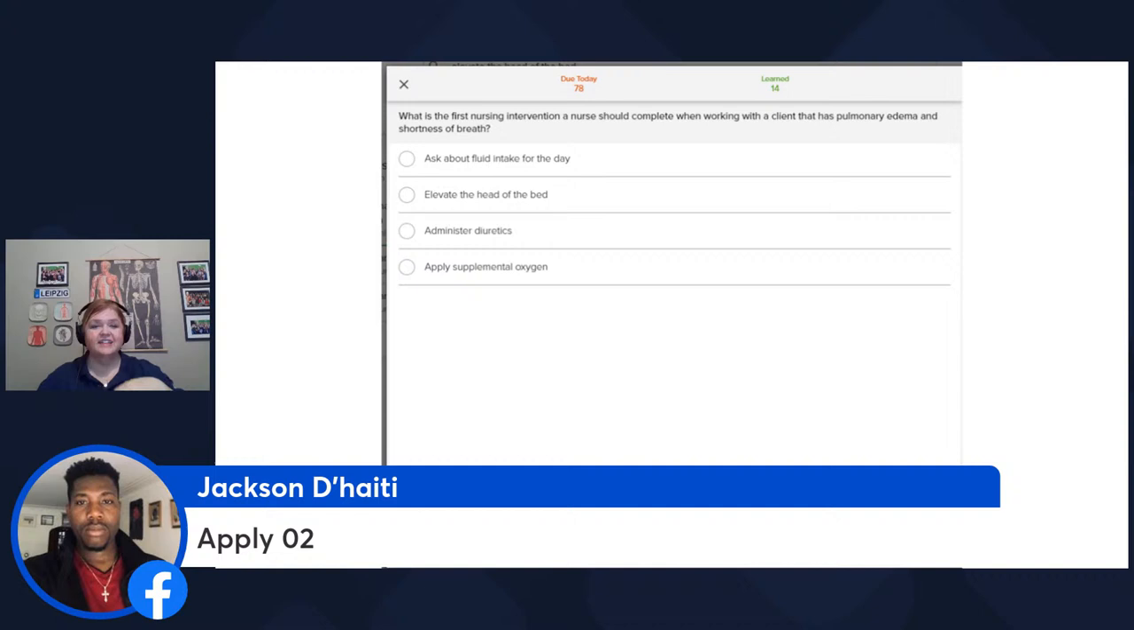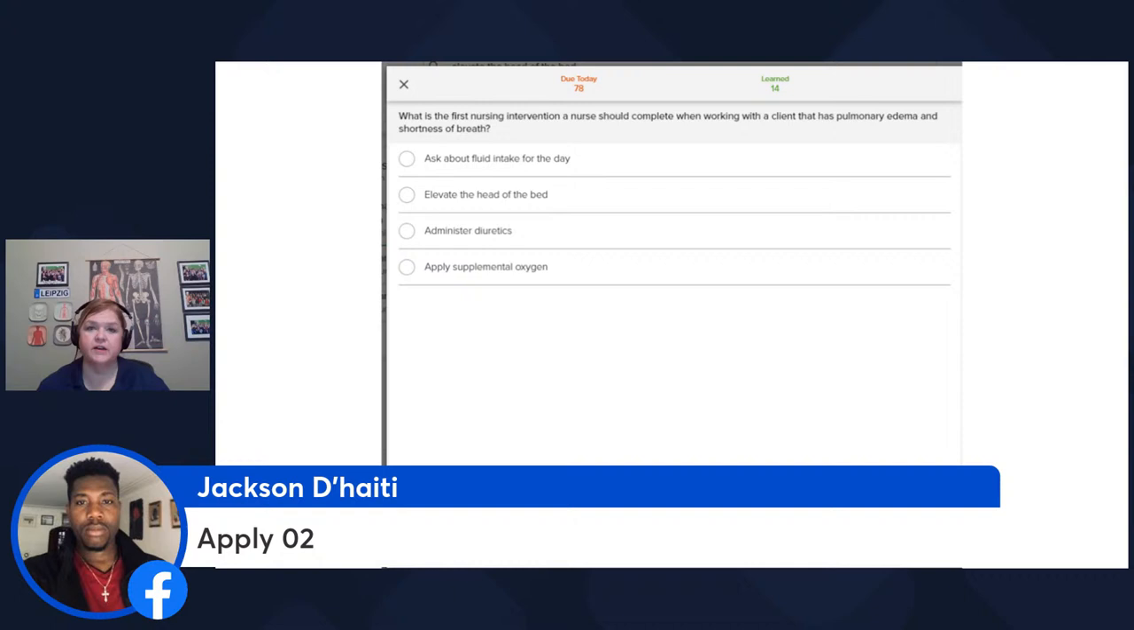But in this question, they're splitting hairs, as they say, those angry elves that write questions. The first thing you should do is elevate the head of the bed. That can have an immediate response for the patient, and then you would do the other things. And that is what is so frustrating about nursing school exams, because we would probably do all these things.